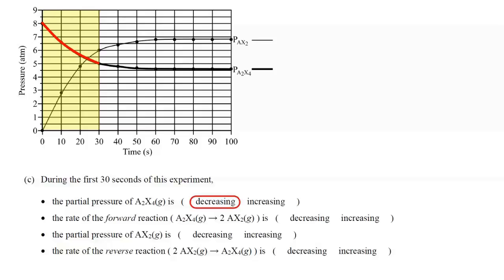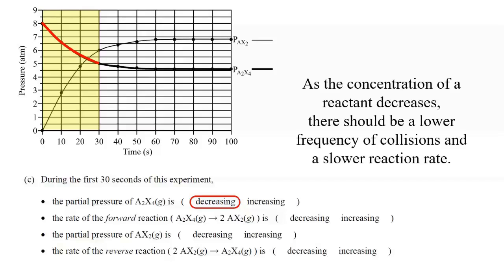Now I'd like you to recall what you learned back in Unit 5, kinetics, about the relationship between the concentration of the reacting particles and the reaction rate. So the rate of the forward reaction, how is that changing in this 30-second interval?